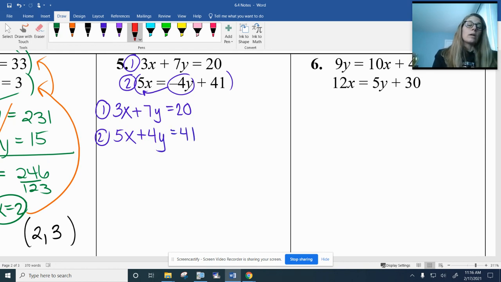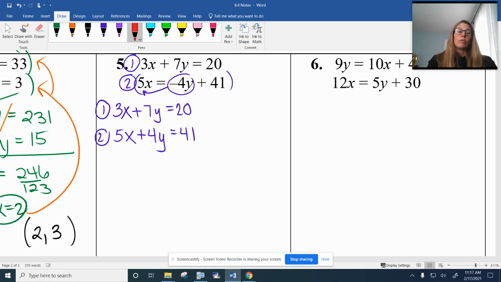Now I can focus on what I'm going to have to multiply by to get something to cancel. In this case, we have 3 and 5 for the x's, they're both positive. 7 and 4 for the y's, they're also both positive. So in either situation, one of the rows will have to be multiplied by a negative number, and the other row will have to be multiplied by a positive number so that we end up with a positive and a negative of the same number.